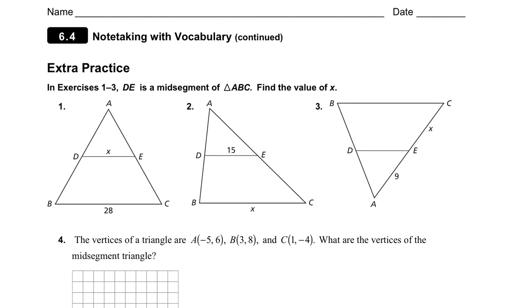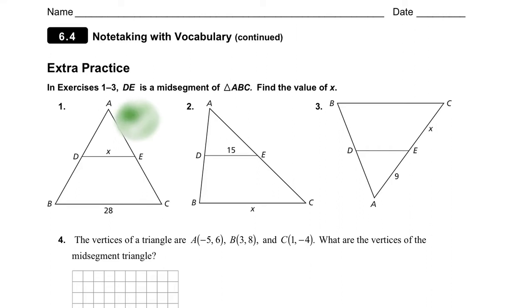So in exercises 1 through 3, DE is the mid-segment of triangle ABC. And know that midpoint means that it's going to make two congruent parts also. So for example, in this first one, mid-segment means AD is congruent to DB, and then AE is congruent to EC. And because it is the mid-segment of a triangle, DE is half of BC. So if BC is 28, I'm going to get that X is 12. So we're going to say 12 here. We cut it in half.